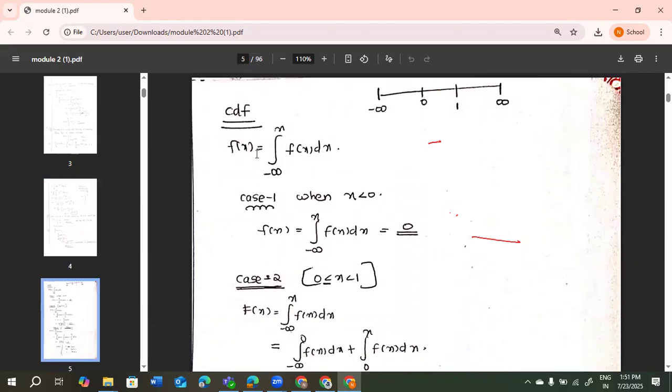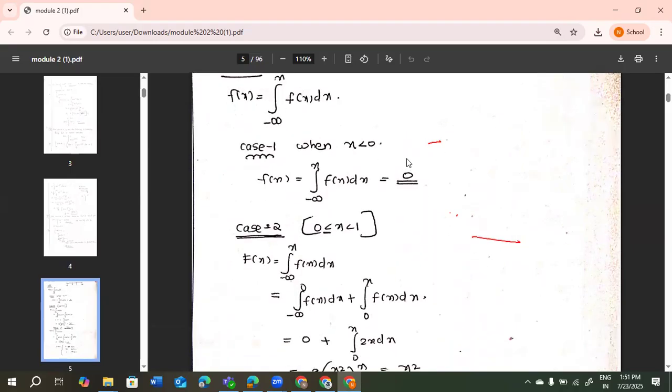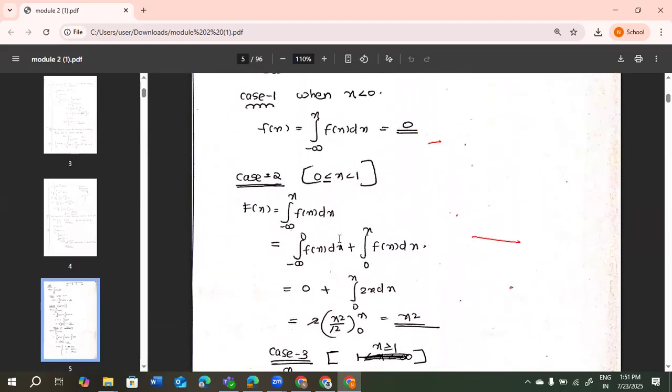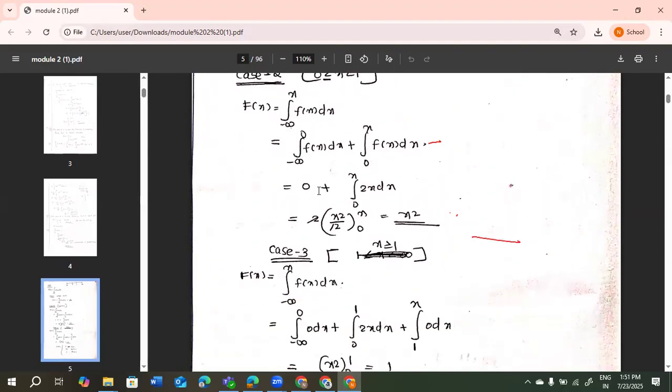First, capital F of x equals the integral from minus infinity to x of f of x dx. That is our main idea. Case 1 is x less than 0. For x less than 0, the function value is always 0. What about 0 less than or equal to x less than 1? The function value is still not reaching 1 because it is less than 1, so it is up to x. When you integrate, you will get x square. So integral minus infinity to 0 of f of x dx plus integral 0 to x gives x square.